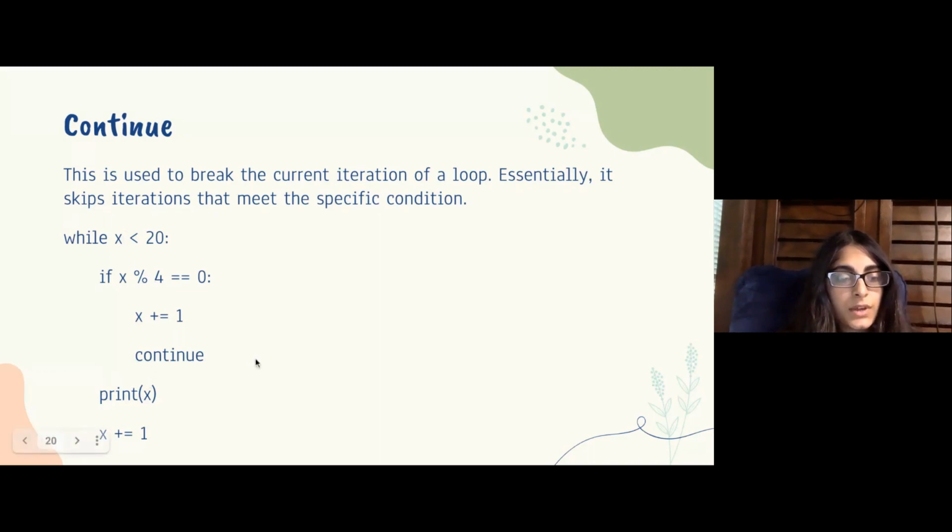What this continue does is it stops the iteration here, but it doesn't stop the while loop itself. So it doesn't finish this code. It skips this and it goes back to the top. So when it gets to 4, it'll become 5, and then it'll go back to the top. It won't print out 5, and it won't become 6 over here. It'll just go back to the top.